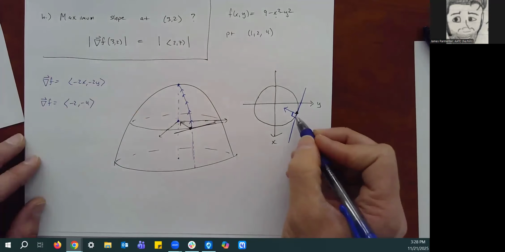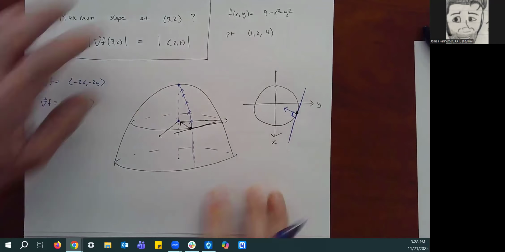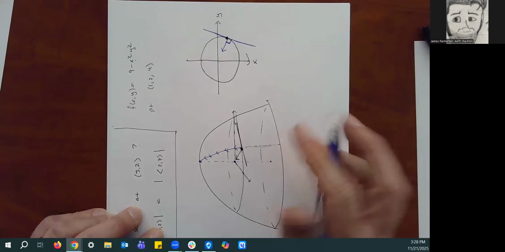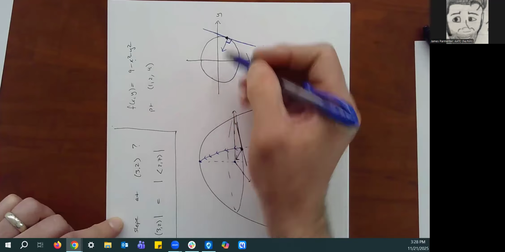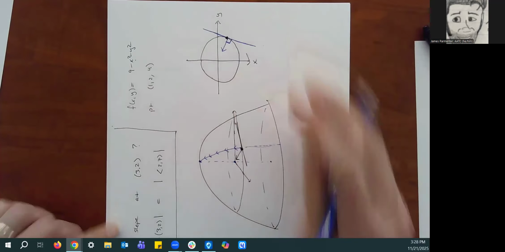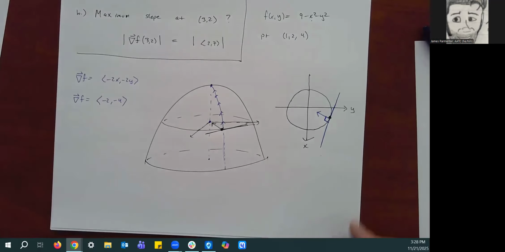Now be careful here because it's oriented weirdly. From there, I'm pointing negative 2 in the x direction and negative 4 in the y direction, which seems totally plausible. It's easier to see that way. The gradient is always pointing in towards the level curve.